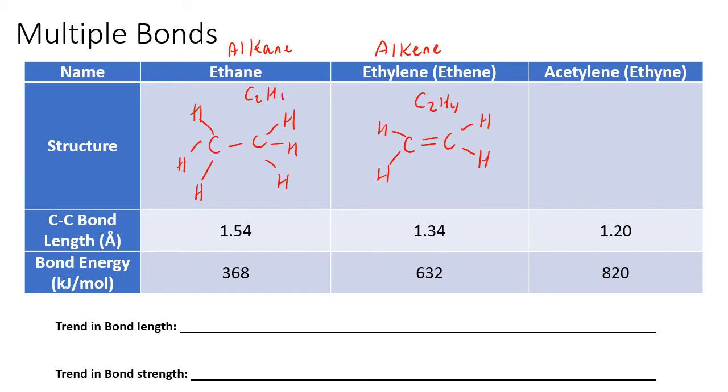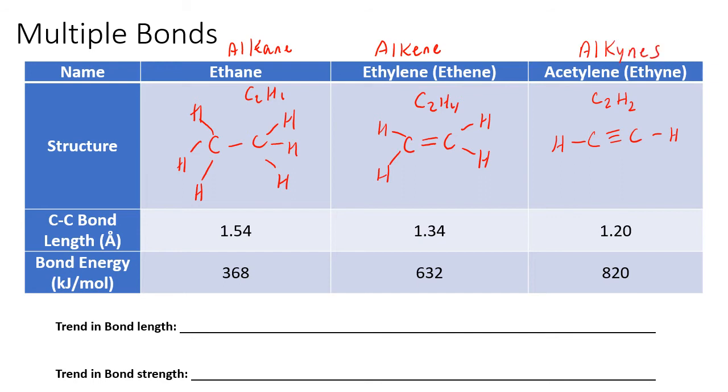And then lastly, let's move on to something called acetylene, which is kind of the short name. Ethyne is the formal name. And in this one, we have a carbon-carbon triple bond. And each carbon has a single bond to hydrogen. So the formula would be C2H2. And that's a class of molecules called alkynes.